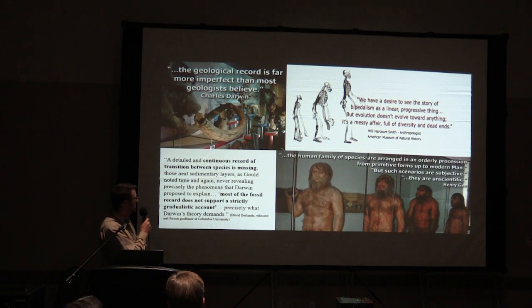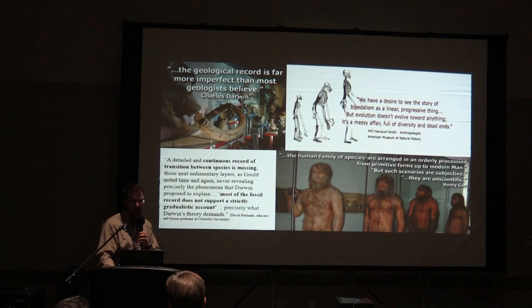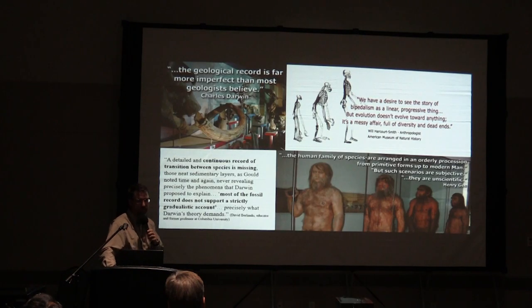So the human family of species are arranged in an orderly procession from primitive forms up to modern man, but such scenarios are subjective and very unscientific. Again, a professor at Columbia University says a detailed continuous record of transition between species is missing, which is exactly what Darwin called for. He said we have to have this gradual account. So if life evolves from nothing, starting with tiny stuff and getting bigger and bigger as you go, well, you can't find that. It doesn't exist. And I think we're going to talk about the geologic column in a minute. Geologic column is coming. But suffice it to say that the geologic column is only in textbooks and museums, and you're just not going to find it.